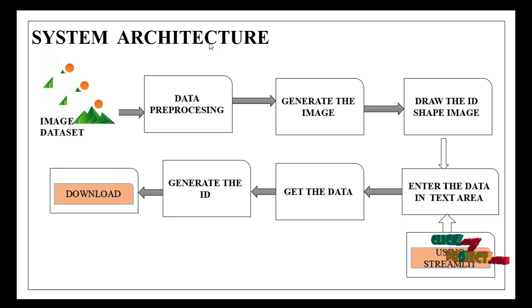From the dataset, we want to pre-process it and generate one image. Draw the ID shape in the image. Enter data in the text area. It is in the Streamlit form. Get the data from the user, collect it in the user database, and generate the ID and download it.